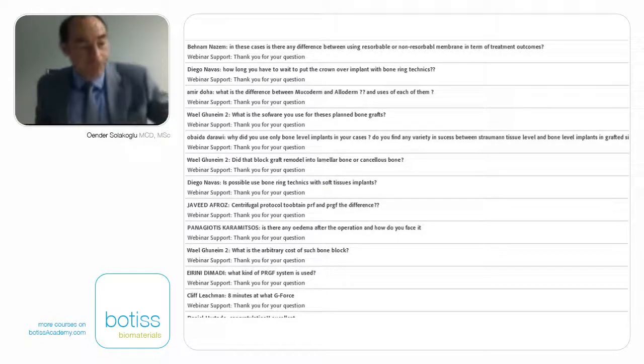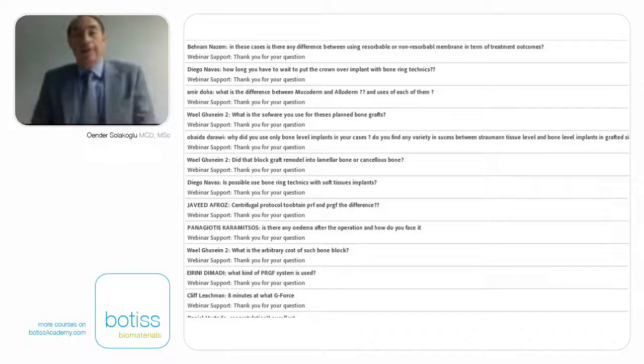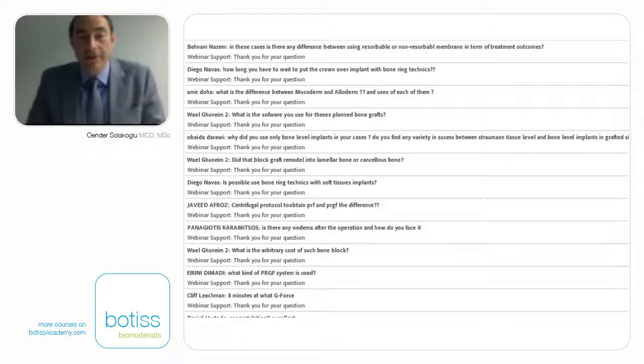Okay, so first question is how to mobilize the mucoperiosteal flap in order to cover all these materials? Okay, that's a very good question. Did the participants hear the questions? Yes, I think so. Can anyone just confirm, please? Thanks. Okay.